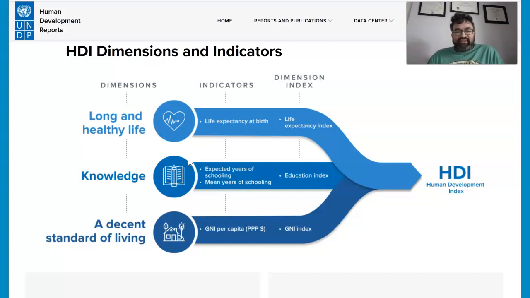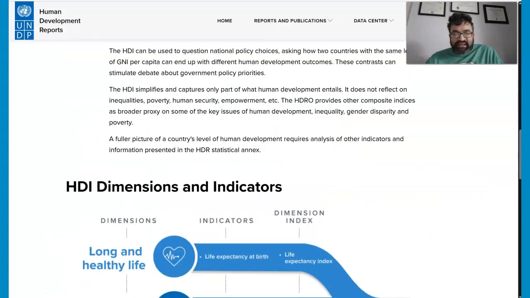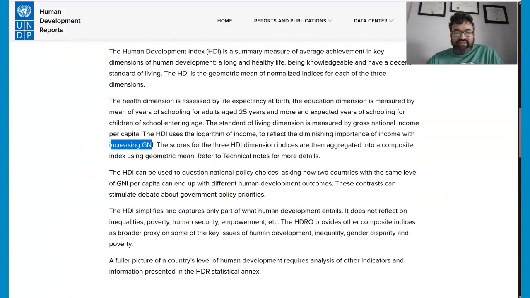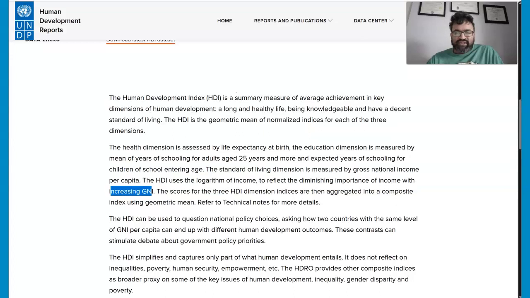So by understanding how much life expectancy, about how much schooling, mean years of schooling that everybody's having in a country, and what the gross national income is per person, you're able to actually get a good indication of what is going on.